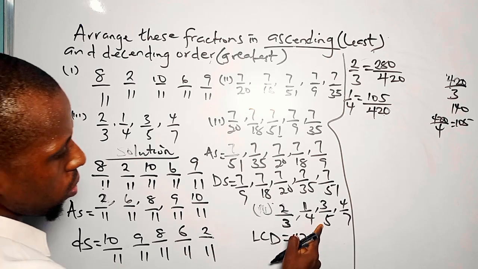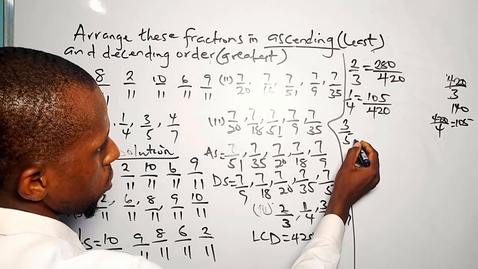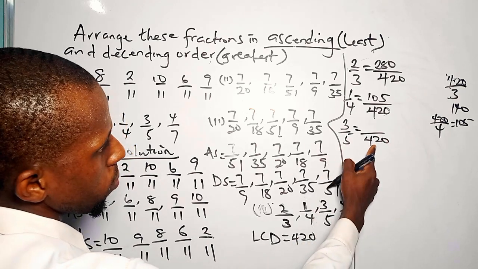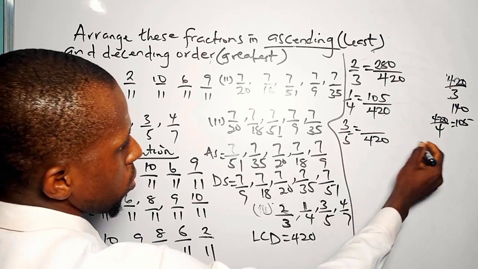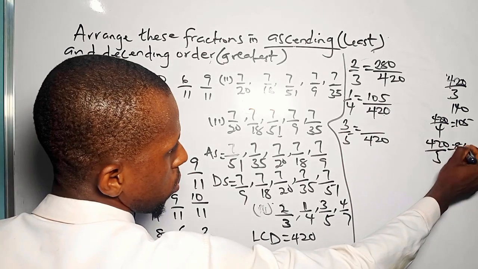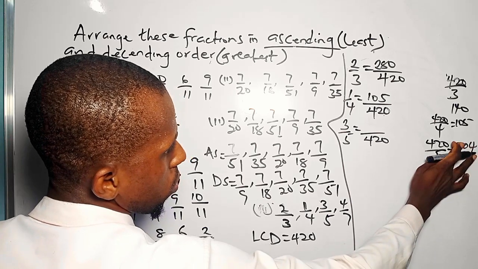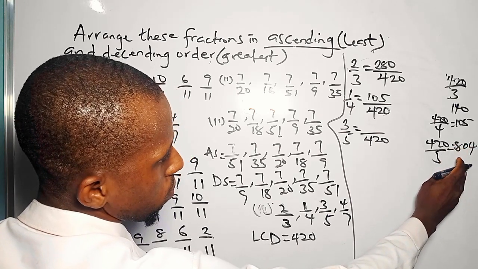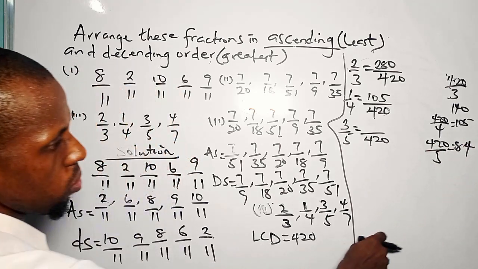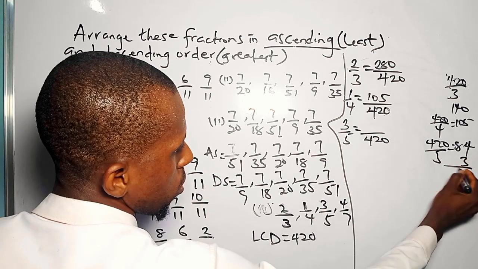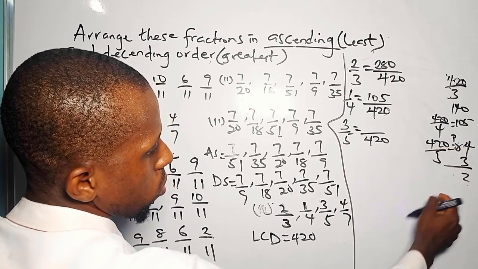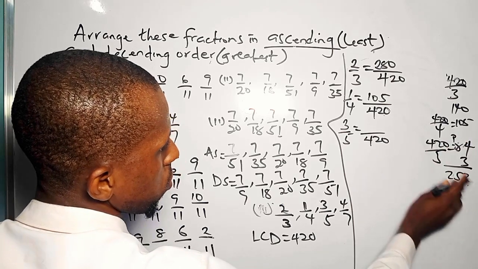When we take the third one, we have 3 over 5 equals something over 420. So we divide 420 by 5. 5 times 8 is 40, and 5 in 20 is 4. That is 84. So 84 times 3: 3 times 4 is 12, 3 times 8 is 24 plus 1, we have 252.